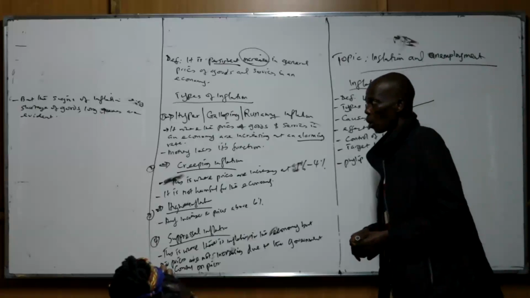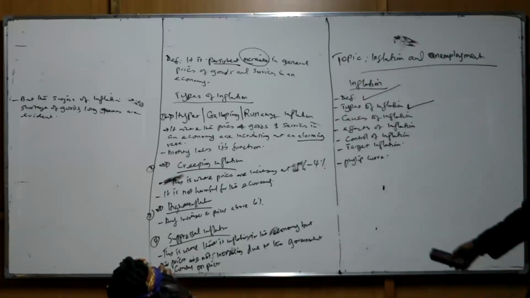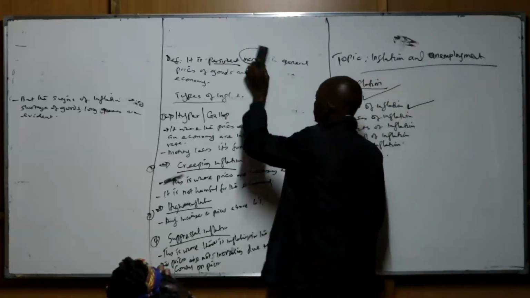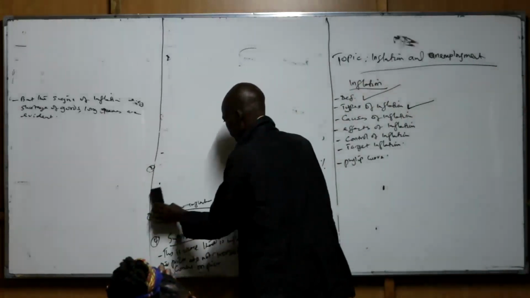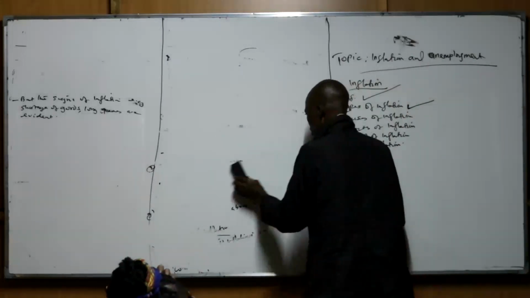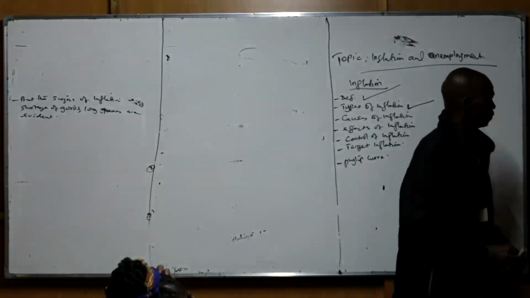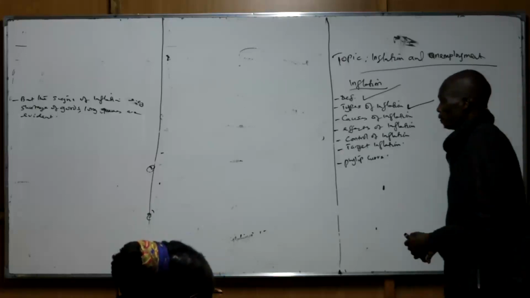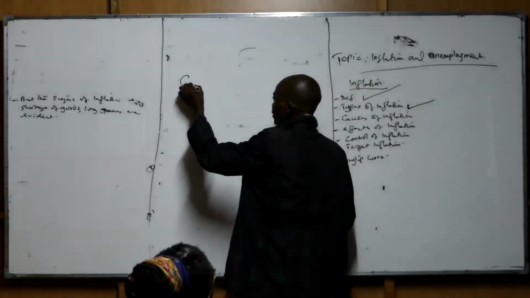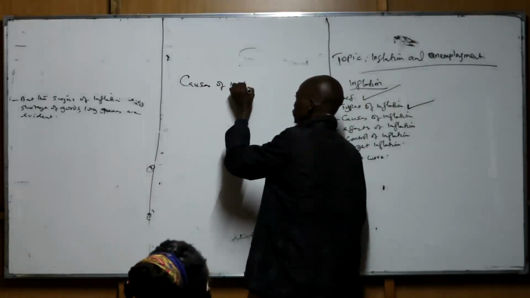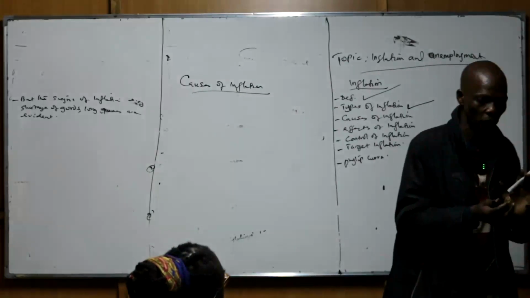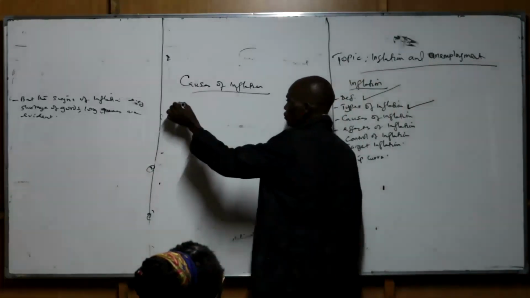Causes of inflation. Generally, inflation is caused by two broad factors. Remember, we talked about types. Now we are on causes, so that we don't confuse the two. So inflation is caused by two broad factors.